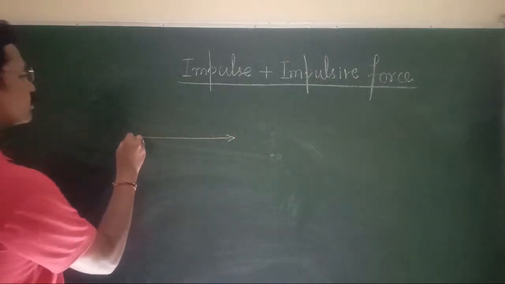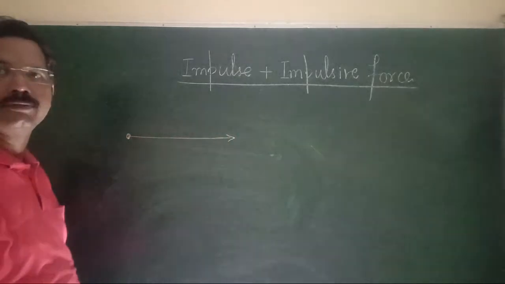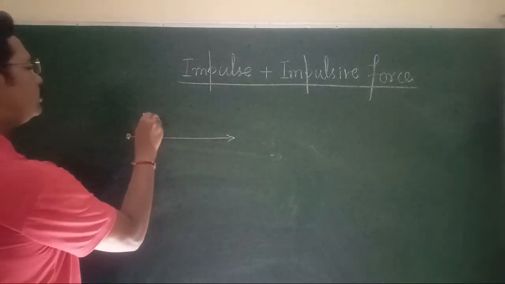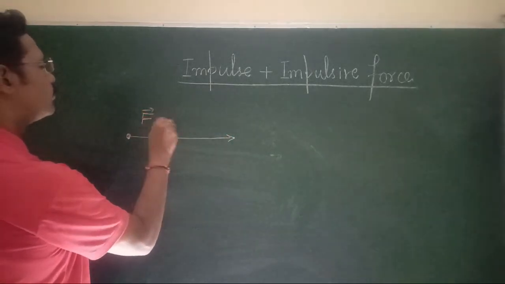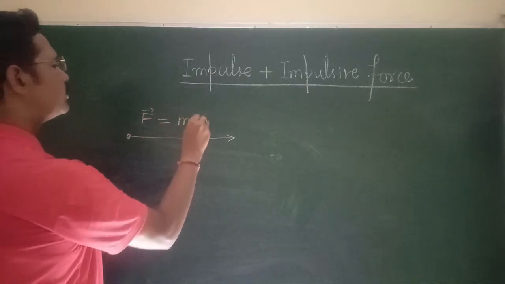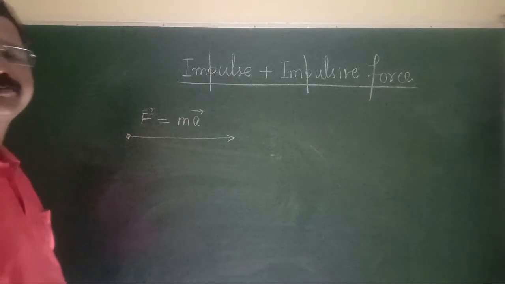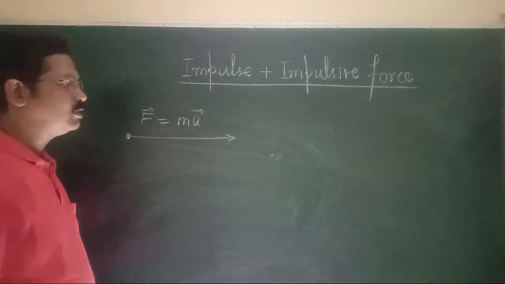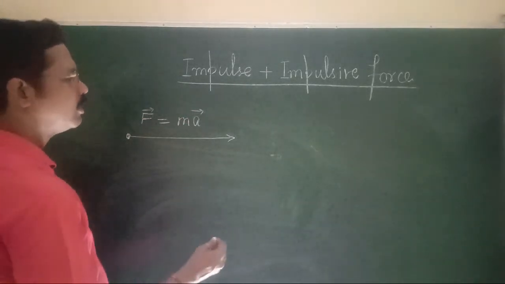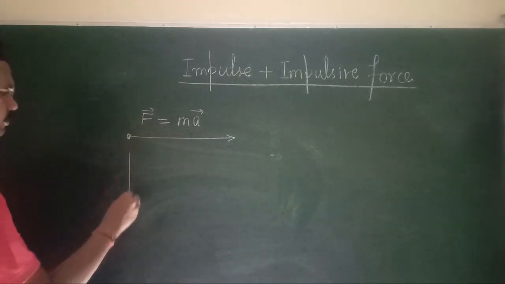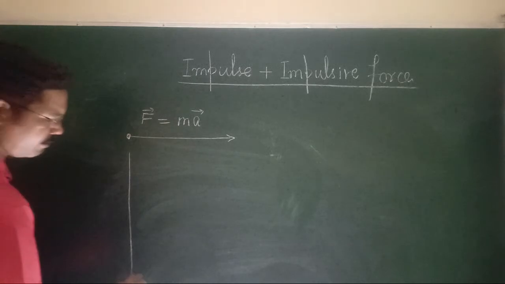There is a body having certain mass, or a particle moving in a straight line. You know there is force m into a if it is in motion. So I would like to see the changes in this force in a graph.